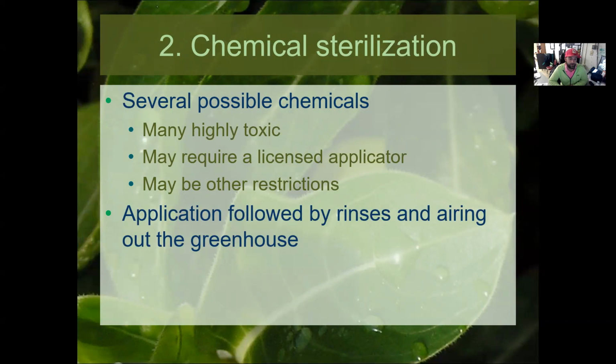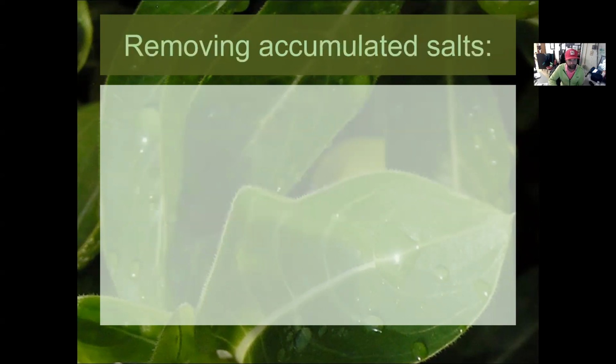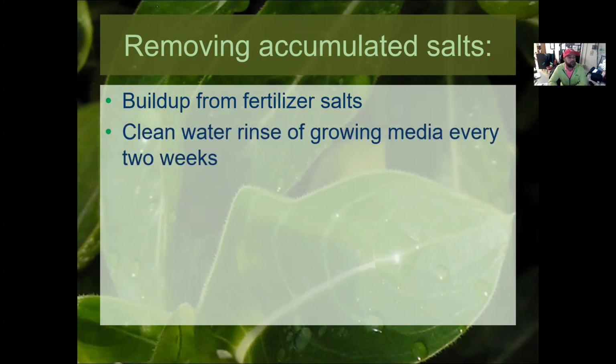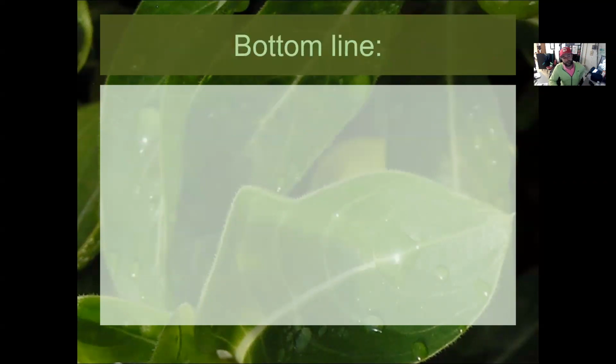So application is followed by rinses and airing out of greenhouses. Whenever you are using chemicals of any kind, especially if it's something that can affect you through smell or by touch, you need to make sure that you are getting cleaned up afterwards and airing out your greenhouse. Removing accumulated salts: buildup from fertilizer salts. Any system is going to get some sort of salt in it, so you want to make sure you are cleaning those out over time. Clean water rinse growing media every 2 weeks. That means taking the water that's currently in there, getting rid of it, and running clean water through every couple weeks to get that system cleaned out.